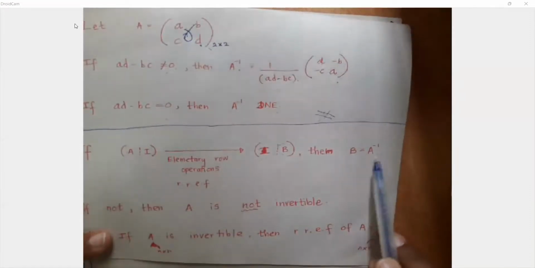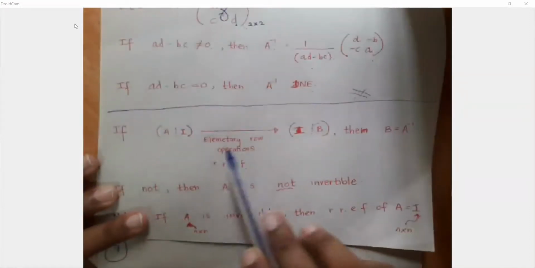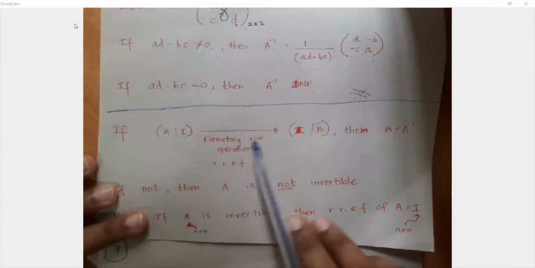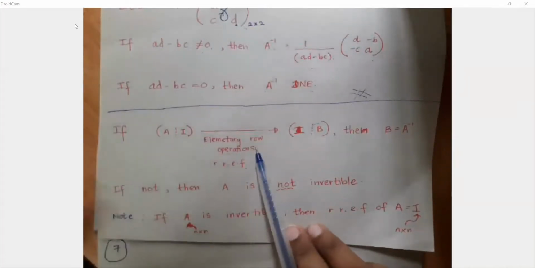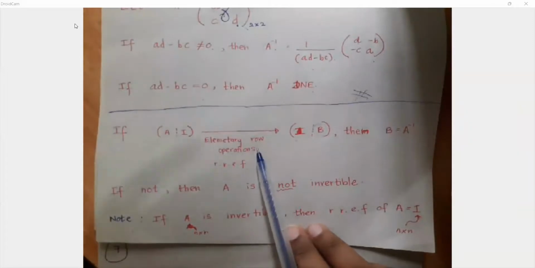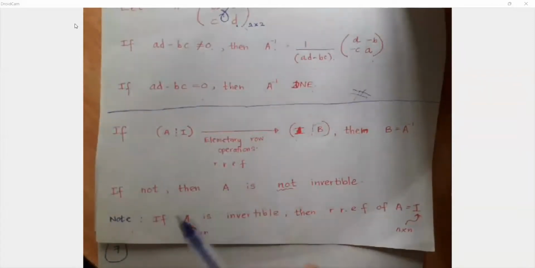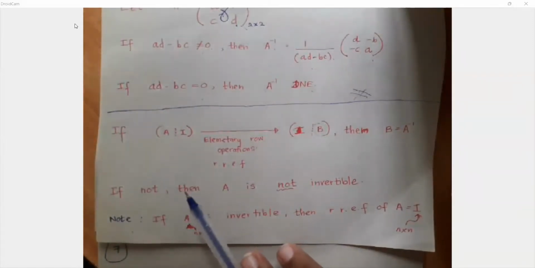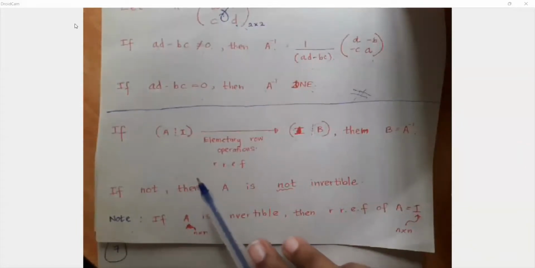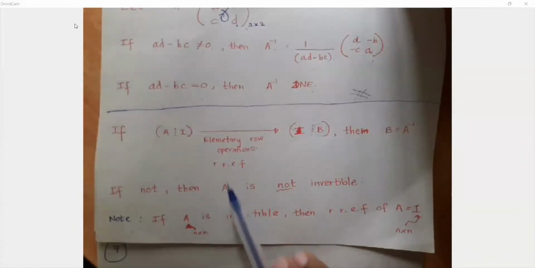B equals A inverse. We have to only use elementary row operations and make it to the reduced row echelon form. That is why we learn the Gauss-Jordan elimination, Gauss-Jordan method, Gaussian elimination method. That's why we learn those ones where we can apply.